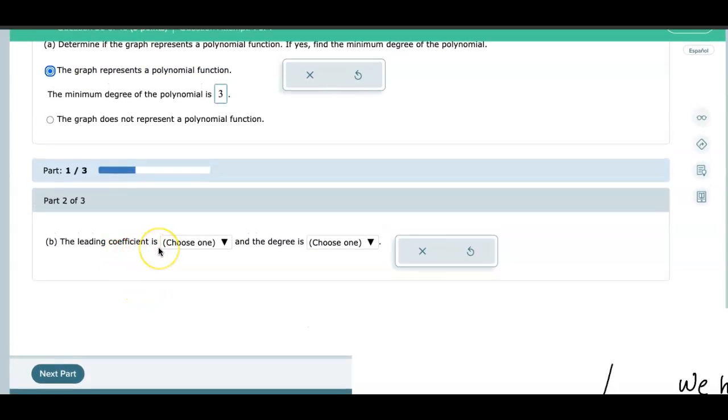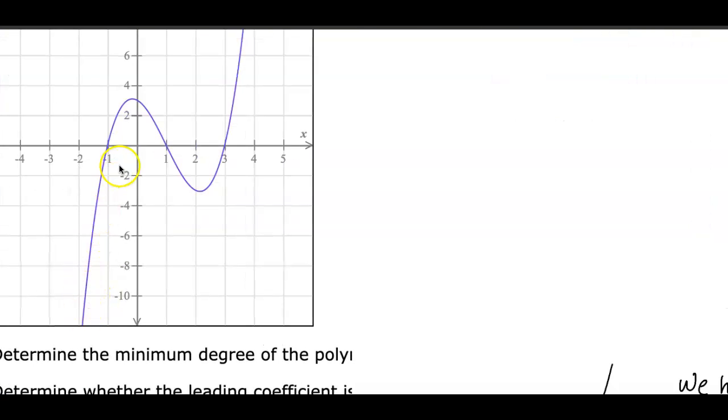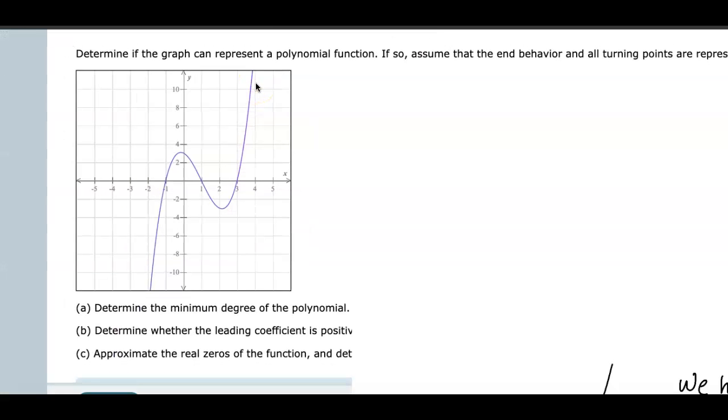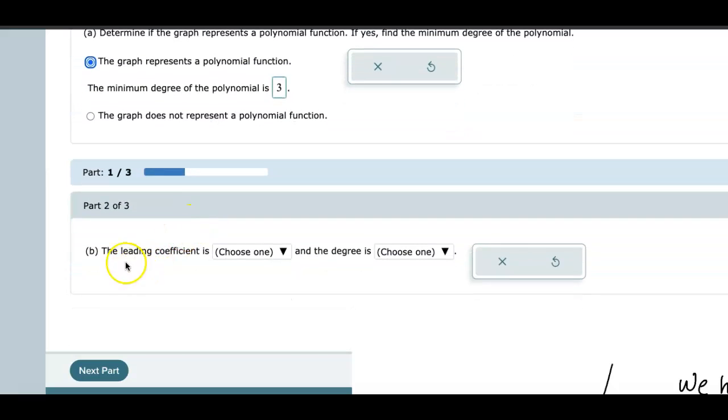Leading coefficient is blank, and the degree is blank. Leading coefficient must be positive. Why? Because look at the general pattern. This graph is doing some stuff in the middle, but in general, this function is going up to the right. As you keep on going to the right side of the x-axis, the function value will keep on increasing. The right end is increasing. This means, in general, this is an increasing function. So this is how we know the leading coefficient is positive.